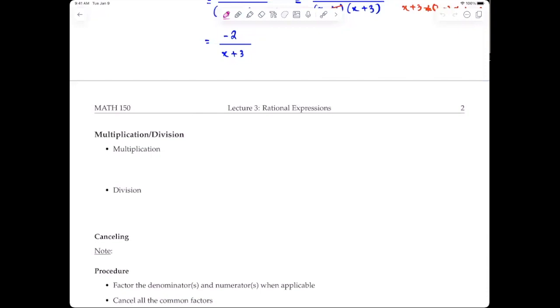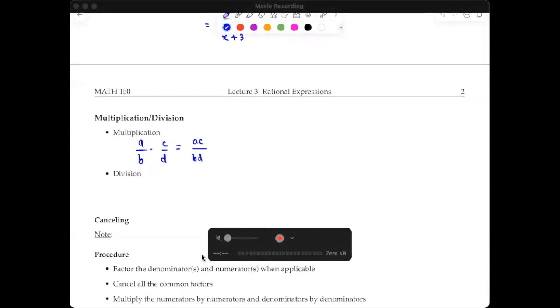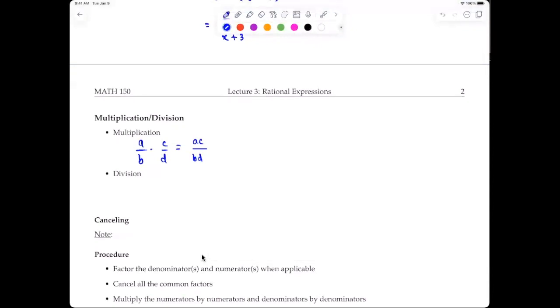So for multiplications, if you have A over B times C over D, two rational expressions multiplied together, then you just multiply the numerators together and the denominators together. And you should get A times C divided by B times D. Again, because we are dealing with fractions or rational expressions, the denominator cannot be equal to 0. So we impose the conditions that B is different from 0 and D is different from 0.